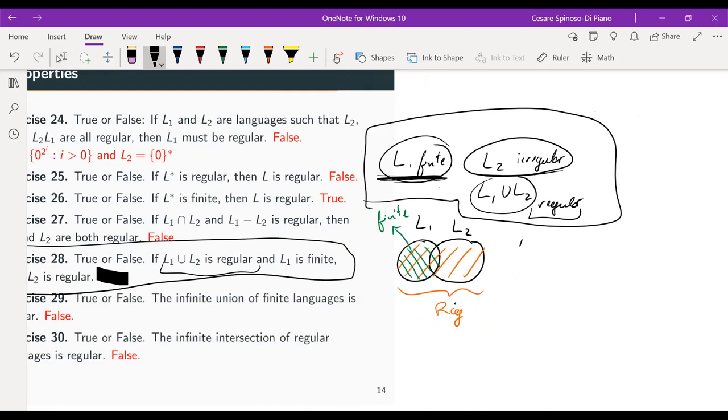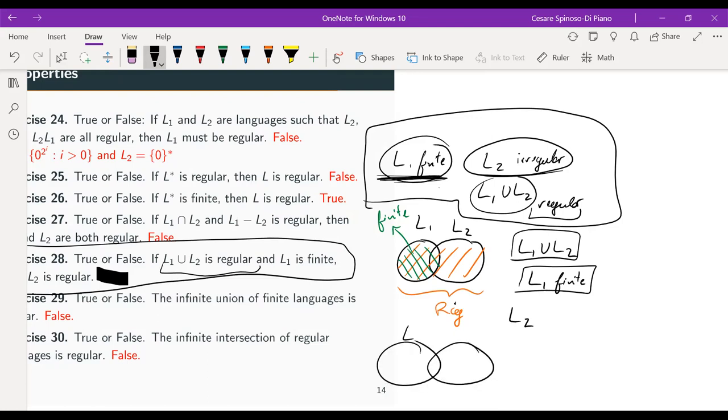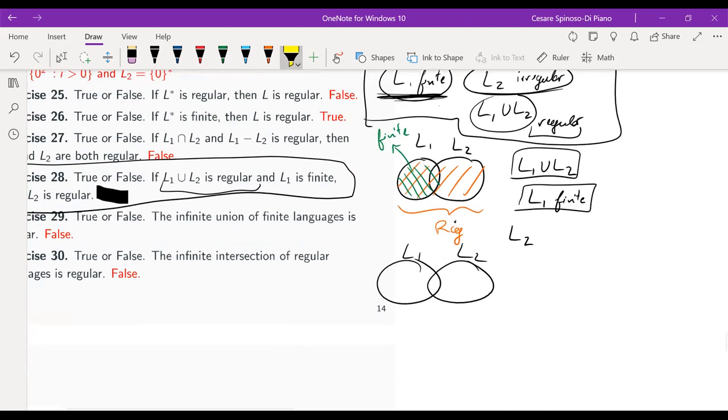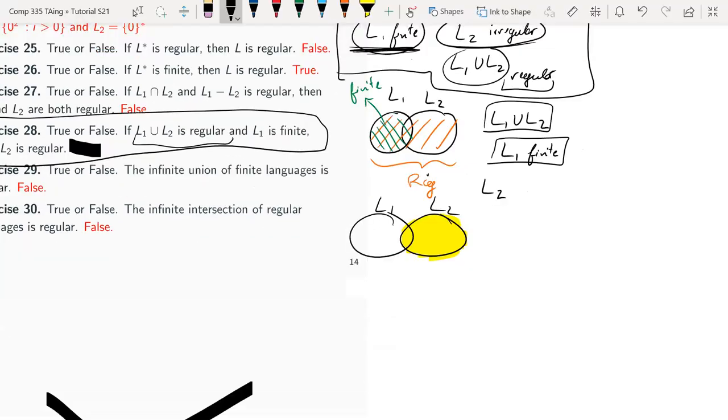So what do I have? I have L1 union L2, and I have L1. I know L1 is finite, right? Now I want to express L2 in such a way that I'm using this fact and this fact. How can I do that? If I look at my Venn diagram, I have L1, L2. This is L2. So what is L2 actually? You can think of L2 as being the union of L1 with L2, and then removing the blue part. So what is the blue part? The blue part is L1 minus L2.